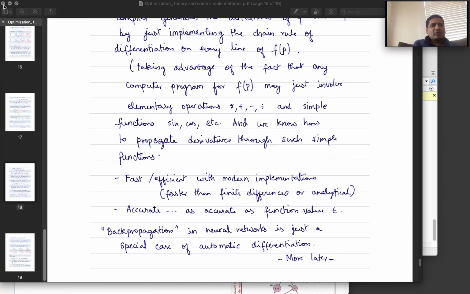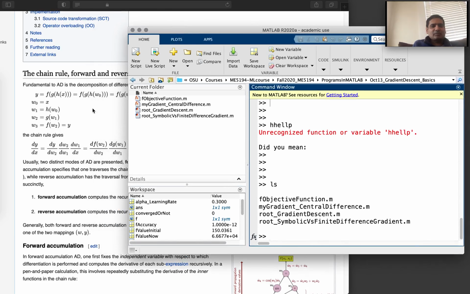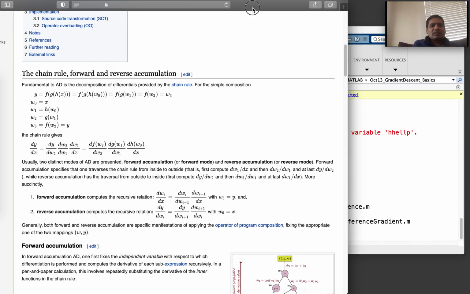Okay, so having said that, here's the Wikipedia page on the topic. If you have some function y, which is a function of g, which is a function of h, which is a function of x, then if you want to differentiate y with respect to x, you would just propagate the partial derivatives through this chain of function evaluations. So dy by dx is essentially implementing the chain rule.